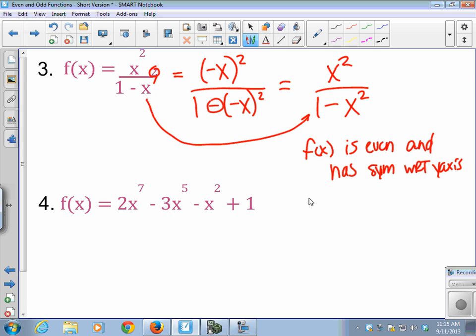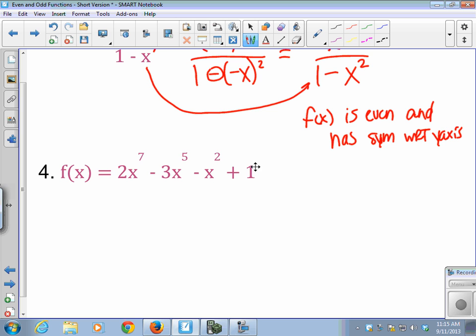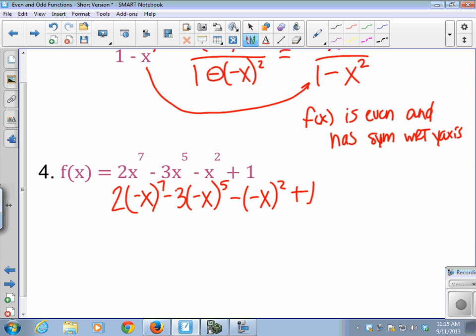Alright, number 4. If you're watching this, I would pause me and try this one, but I'm going to go ahead and do it. So we get 2 times negative x to the 7th. I'm plugging in my negative x so I can test, see if it's even, odd, or neither. Then minus 3, negative x to the 5th, minus a negative x squared plus 1.